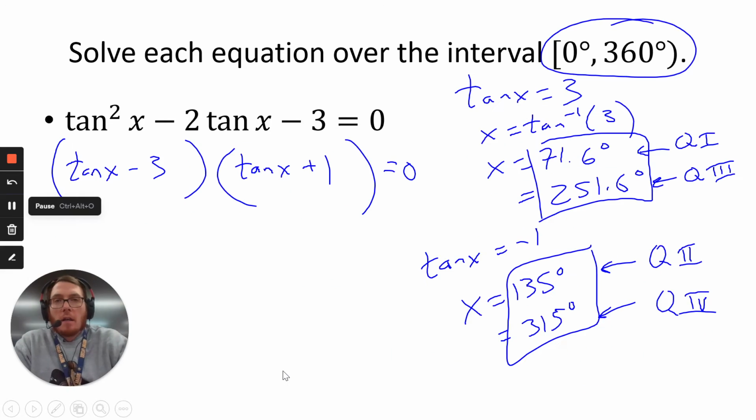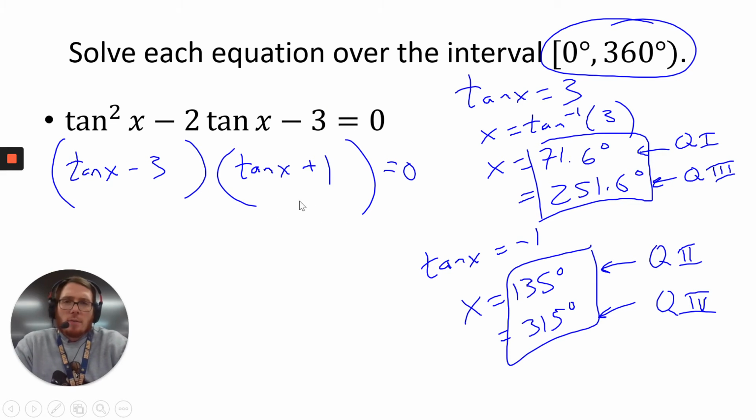The next question is a factoring question, so you'll notice here that you have tangent squared minus 2 tangent minus 3 equals 0. So that's just your old-fashioned kind of foiling idea from algebra. Tangent times tangent would be tangent squared, negative 3 times 1 because it adds to negative 2. Those are your two pieces, and you set each of those equal to 0.